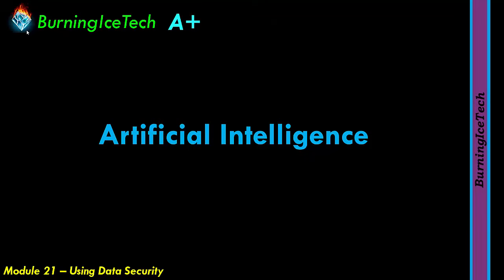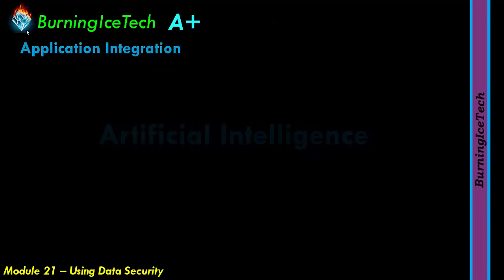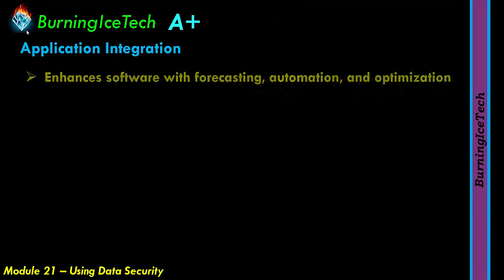Anyway, folks, the first topic up in this AI section is application integration. Now, it might sound pretty dull, but it's actually pretty interesting. So, first of all, guys, when we talk about AI, it enhances software with things like forecasting. It enhances software with things like automation and optimization. So, I wouldn't say we couldn't do this in the past. We could absolutely do those three things I've just mentioned. But these days, you'll find that AI is built in almost everywhere.